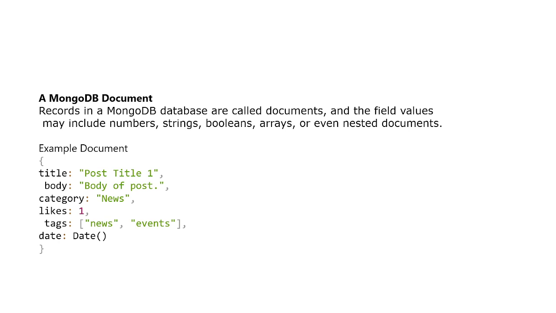And this is what a MongoDB document looks like. As we said earlier, every piece of data in MongoDB is stored as a document. This is an example document. This is its structure: title, body, category, likes, tags, date. Date is a default function available in MongoDB. These are the different types of fields. You can include fields such as name, string, booleans, arrays, or nested documents within a single document.